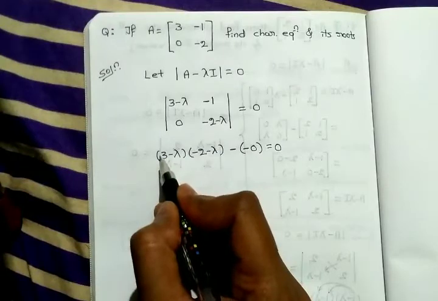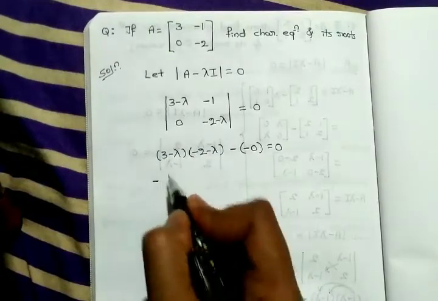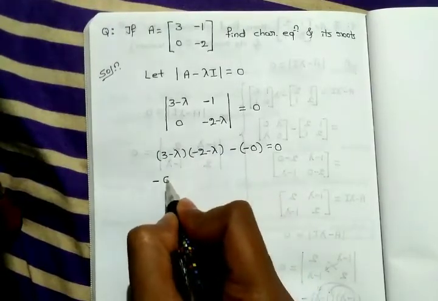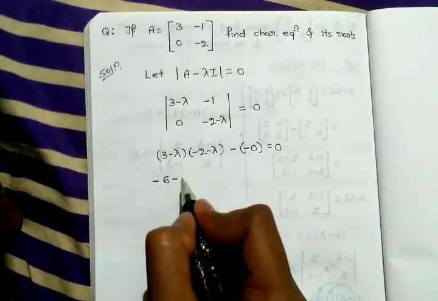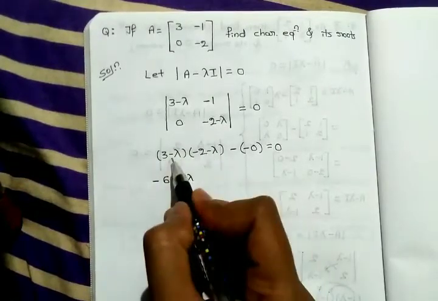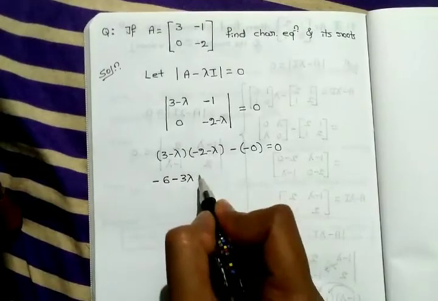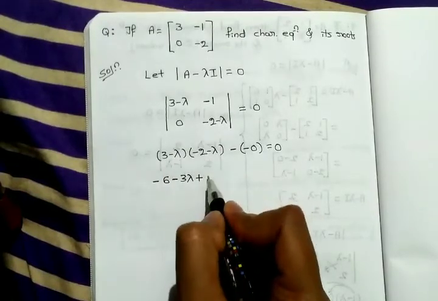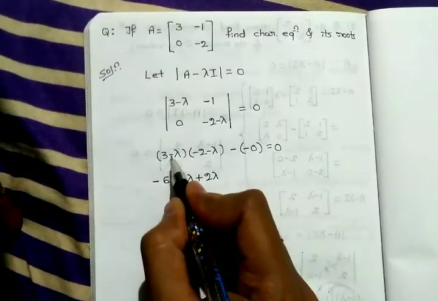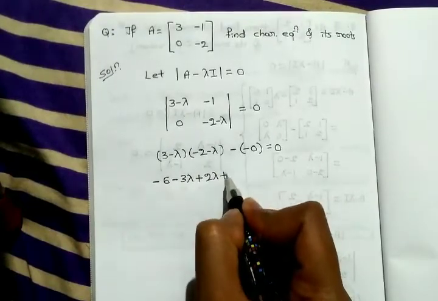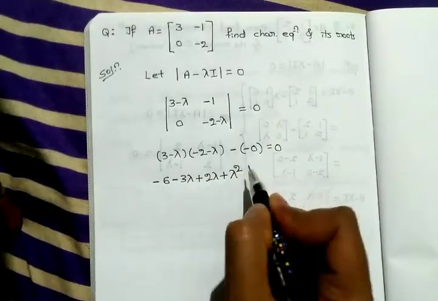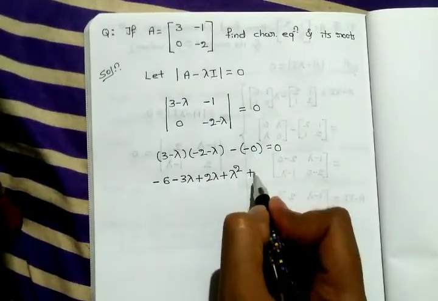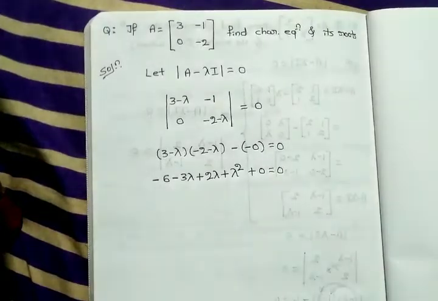First, plus into minus is minus, 3 into 2 is 6. Plus into minus is minus, 3 into lambda is 3 lambda. Next, minus into minus is plus, lambda into 2 is 2 lambda. Minus into minus is plus, lambda into lambda is lambda square. Next, minus 0 equals 0.